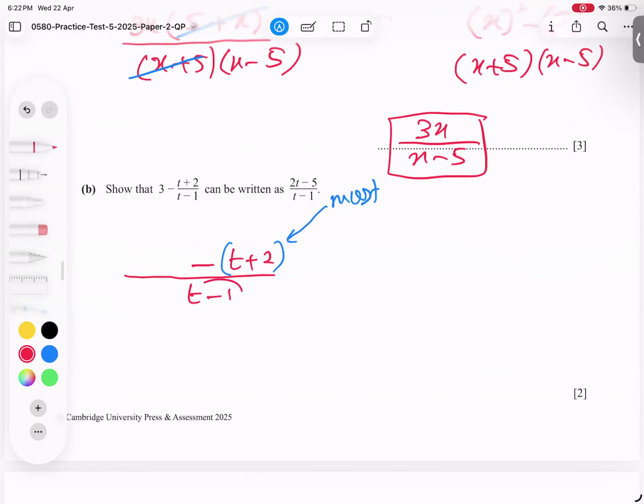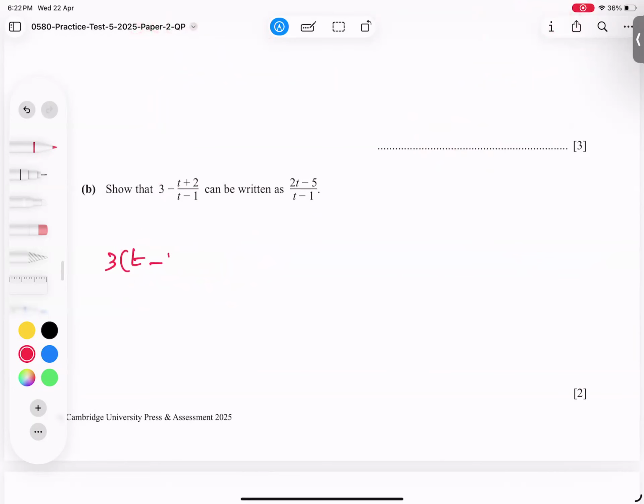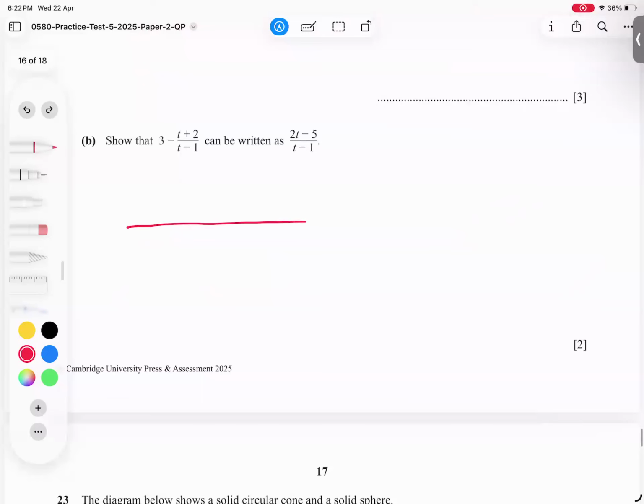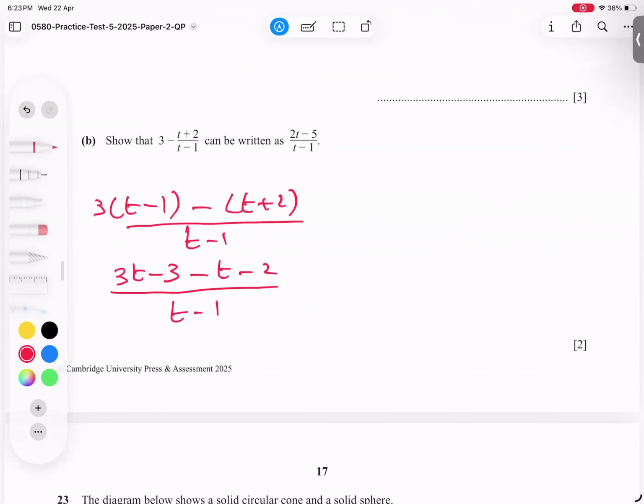Okay, what about the other part? This is going to multiply with the 3. So 3 times 2, t minus 1. Let me check again. Yes, correct. Here I'm writing 3 times 2, t minus 1. Okay, 3 times 2t, 3t minus 3, and minus t and minus 2, over t minus 1. And I got 2t minus 5 over t minus 1. So this is our final answer.